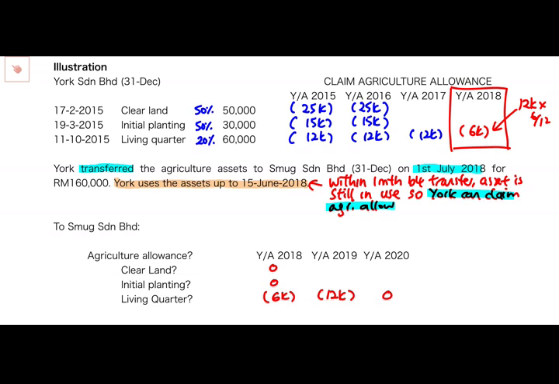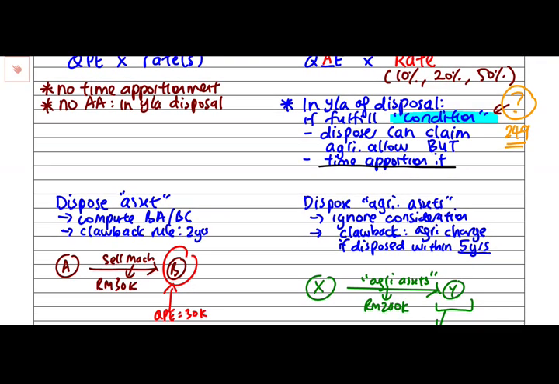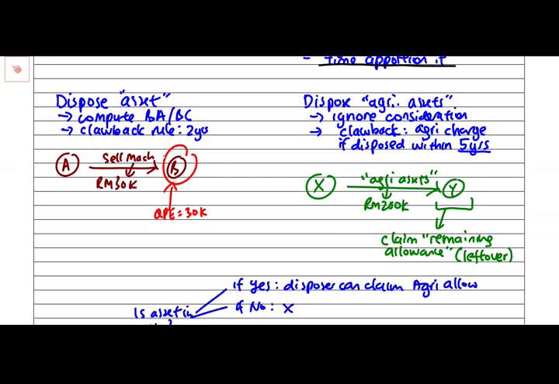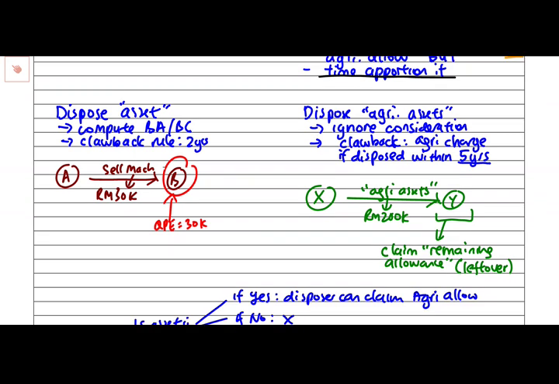Now, but we have not finished with the seller. We still have one issue. Remember here we mentioned to you that the government will claw back everything if you do what? If you dispose within 5 years.